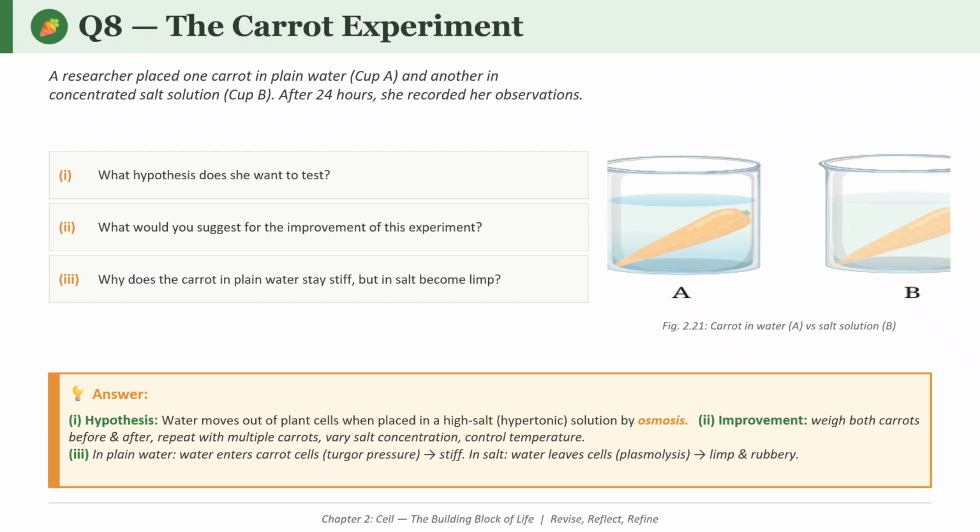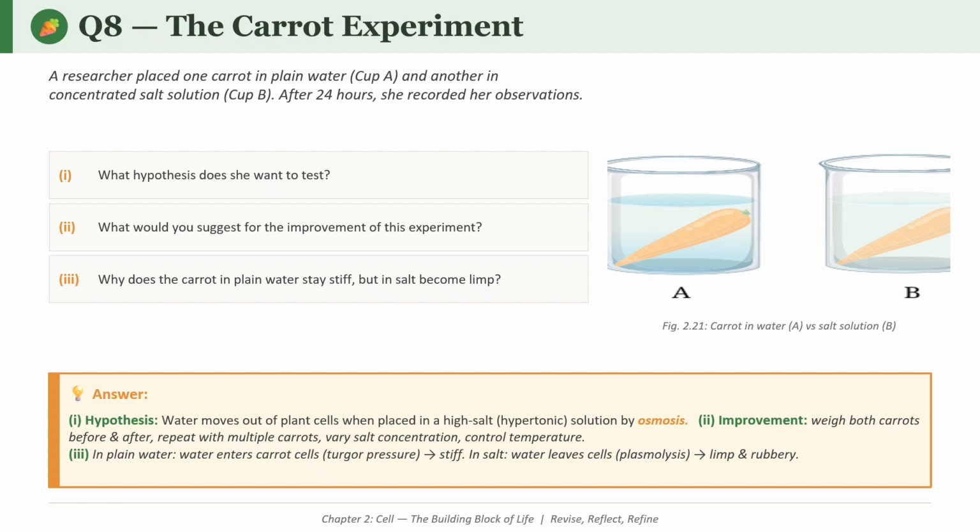What improvement can we suggest? We can weigh both the carrots before and after in order to see the difference in weight, and also repeat with multiple carrots, and also vary salt concentration, and we can control the temperature also. Depending upon the temperature also, the experimental result varies.